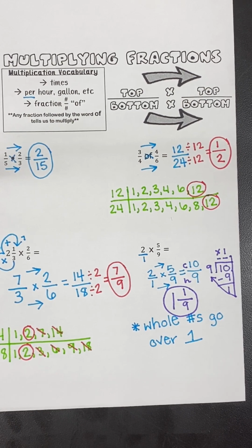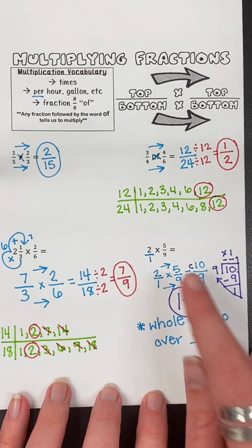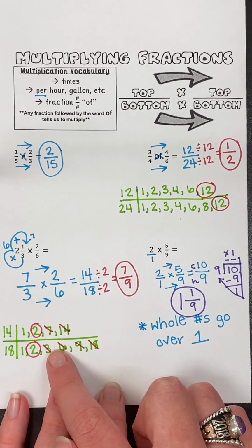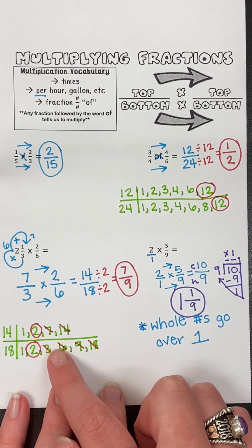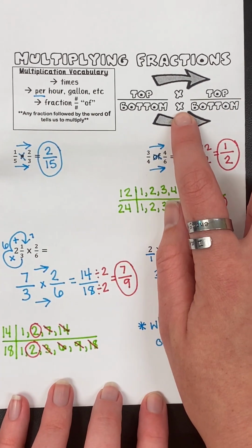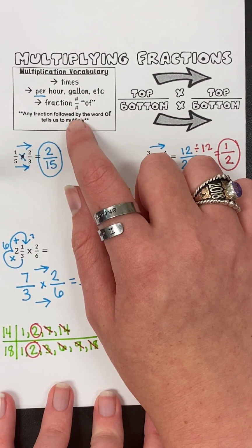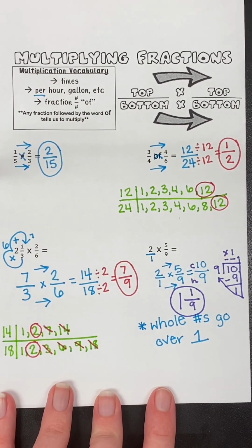So just a few reminders. Whole numbers go over 1. We always have to simplify when we have fractions. Top times top, bottom times bottom when we are multiplying fractions. And we have our keywords for word problems up here.